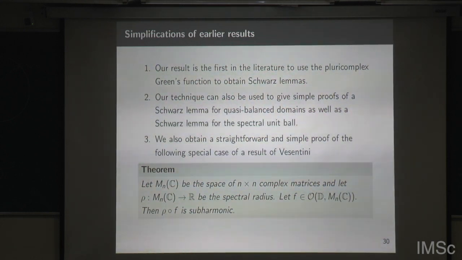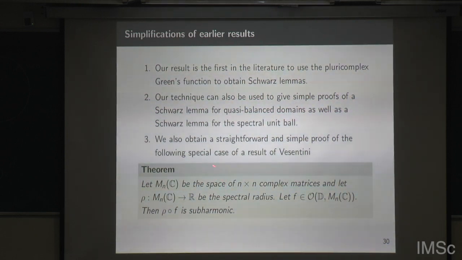This is the first result in the literature that I know of that uses the pluricomplex Green's function to obtain Schwarz type lemmas. The same technique can be used to give simple proofs of Schwarz lemmas for quasi-balanced domains. These are domains that have a twisted circle action, a twisted circle sitting in the automorphism group, as well as Schwarz lemma for the spectral unit ball. So several earlier results you can give really short proofs using the same technique. Not only that, the result of Santini that is usually used in the literature to prove Schwarz type lemmas can be obtained easily using our technique.